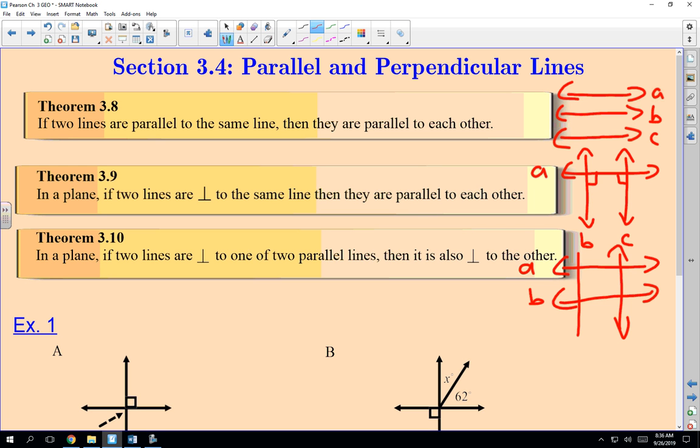Something like that. So if in a plane, a line is perpendicular to one of two parallel lines, so it could be perpendicular to either one of these, then it is also perpendicular to the other.